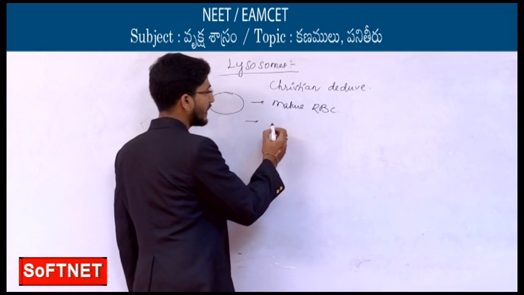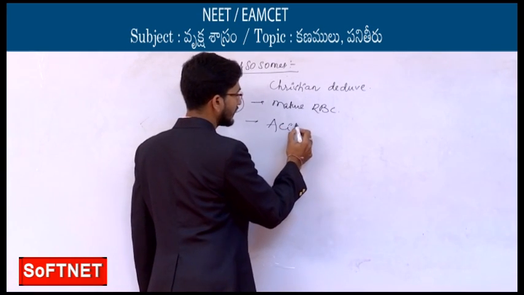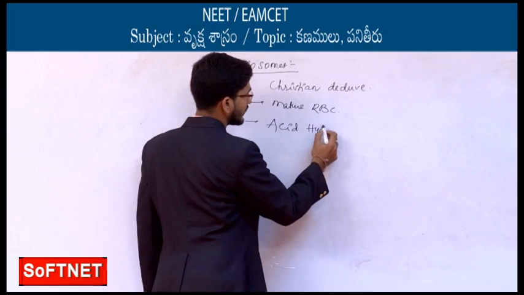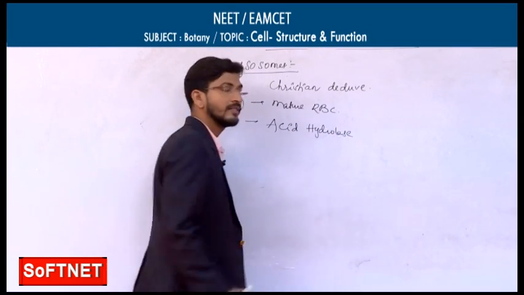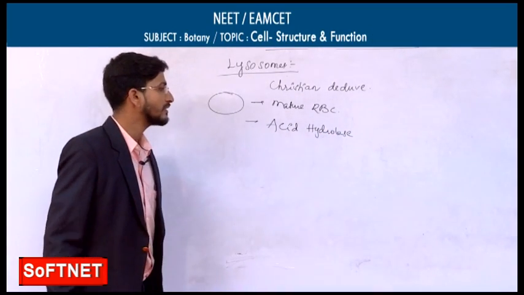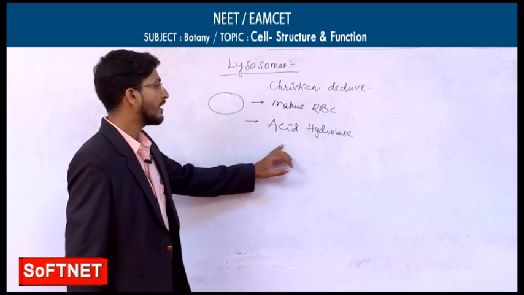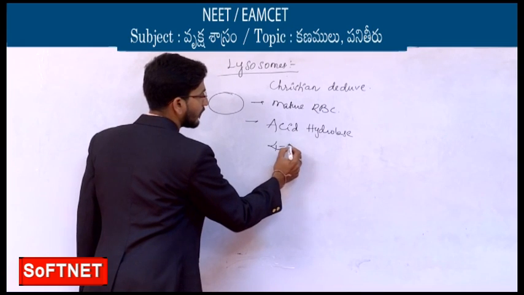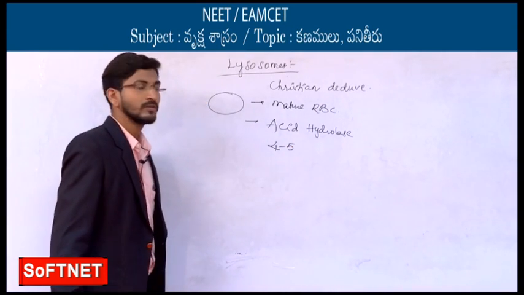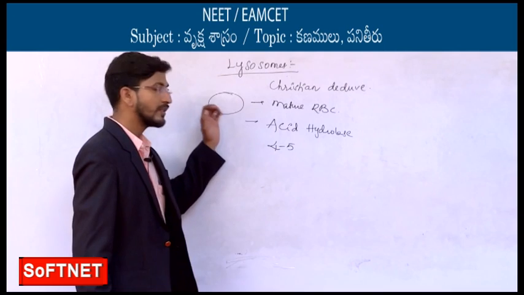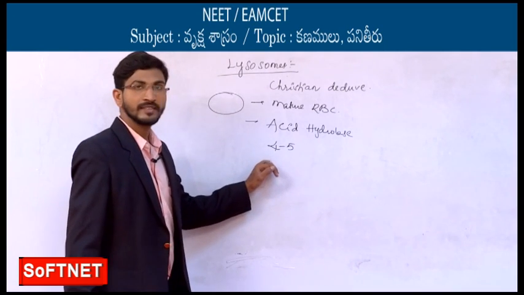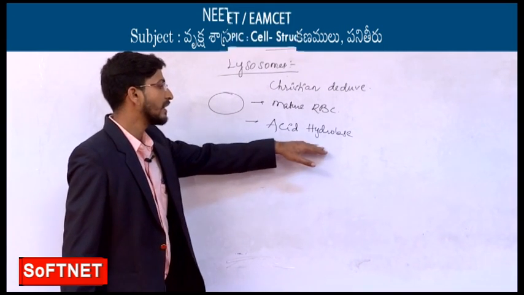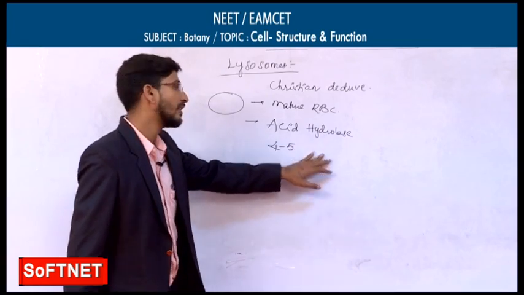It also contains acid hydrolysis enzymes. Why are we calling them acid hydrolysis enzymes? Because they work at a pH between 4 and 5. These enzymes present in the lysosome act in acidic pH. That's why they are known as acid hydrolases.